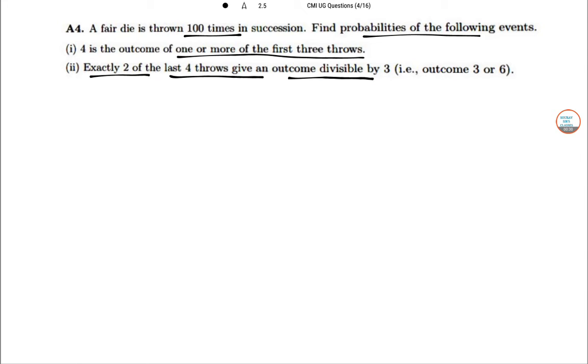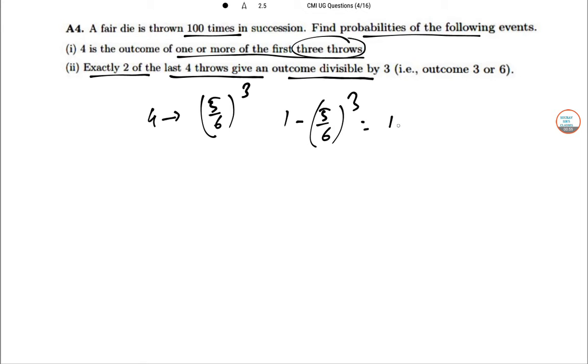Okay. So 4 is the outcome in one or more throws. So that is 4 itself, so that probability is 5 by 6, and in 3 or more throws, 5 by 6 q. So the answer in the first part is 1 minus 5 by 6 whole q. So 1 minus 125 by 216, so 91 by 216.